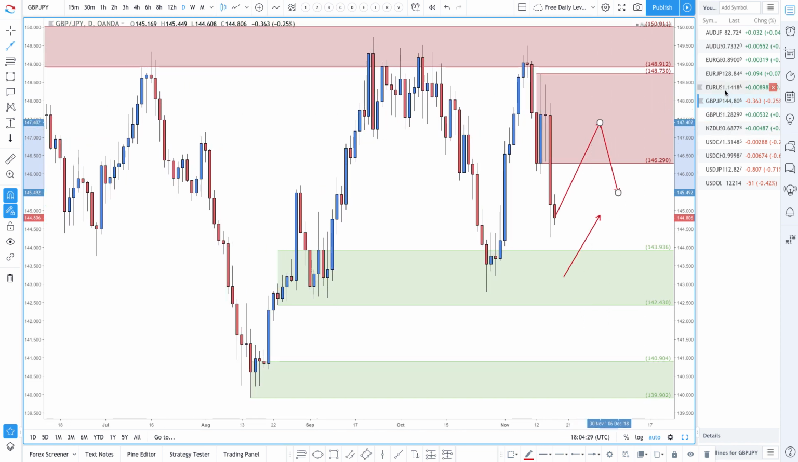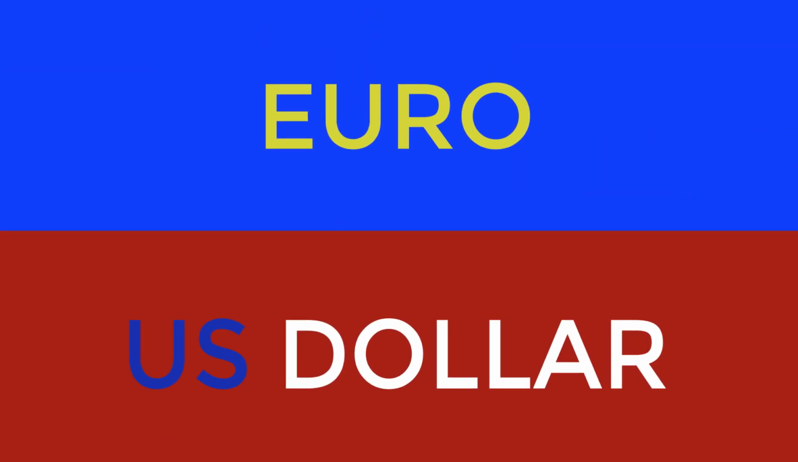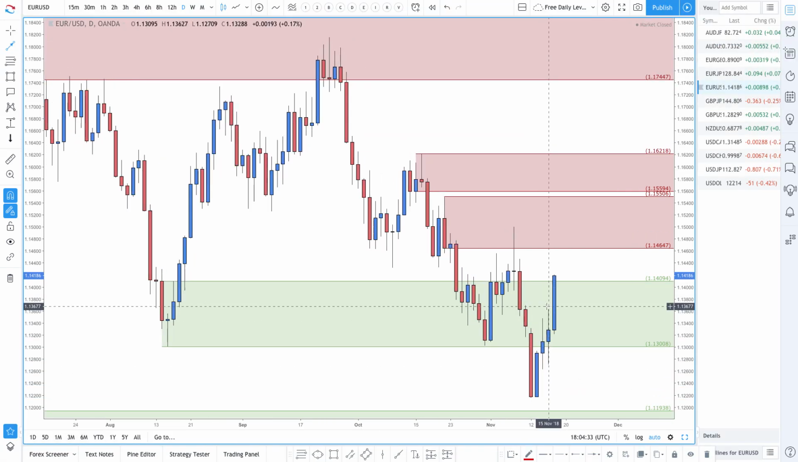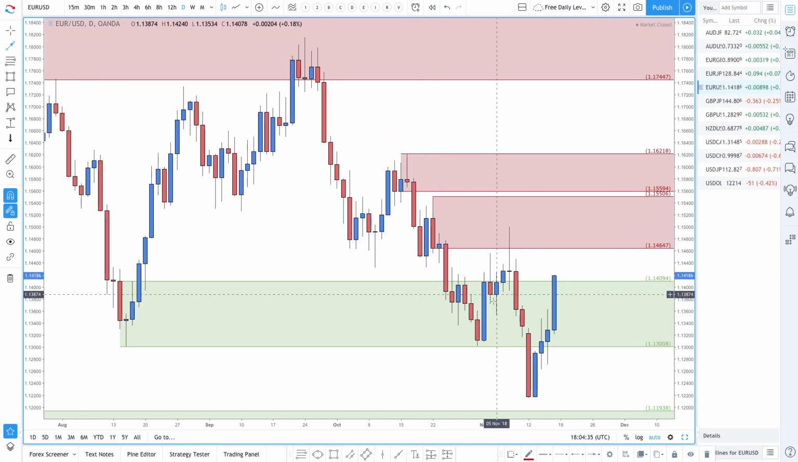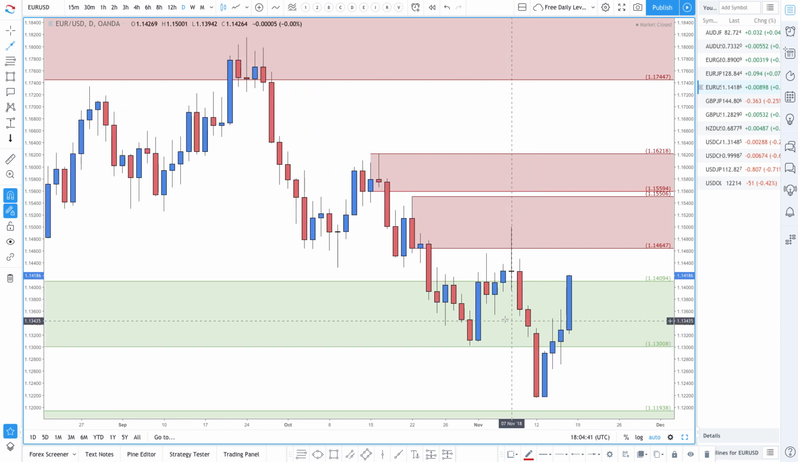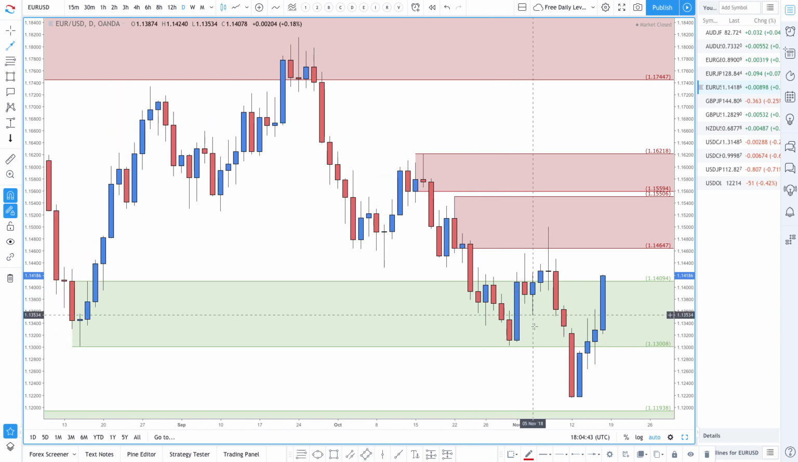Moving on to the euro dollar, right? Euro dollar. Earlier this week, from the end of last week, we basically had a gap down through this demand zone. And again, going back to what I was saying before, the week before, let's go back to this right here.